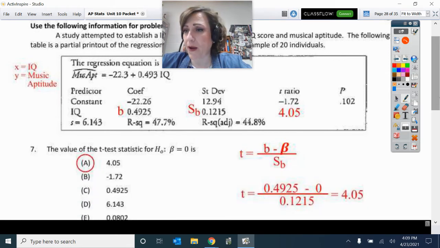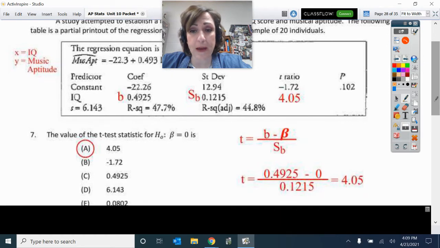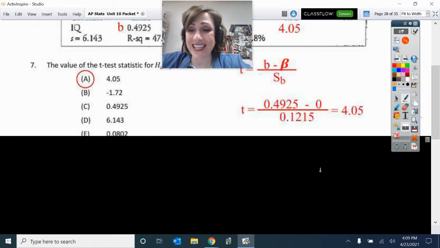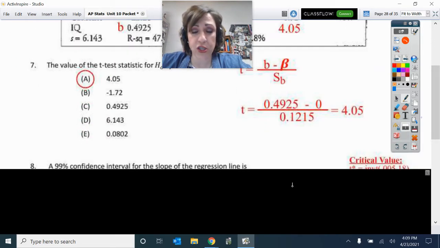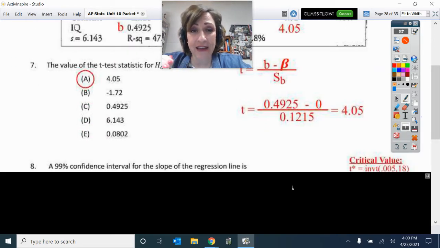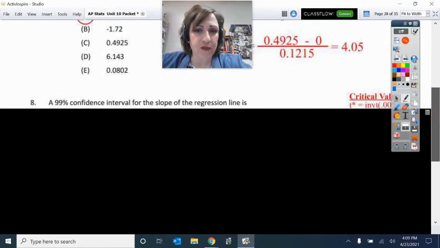So for the null hypothesis, remember, we can compute that by hand. Find this t-test statistic. It's the sample slope minus the hypothesized slope, which they tell us is 0, over that standard deviation of the slope. Fill it in, and you have 4.05. Then we could get that p-value, of course, by tcdf-ing that out to infinity. They didn't ask us for that right now.